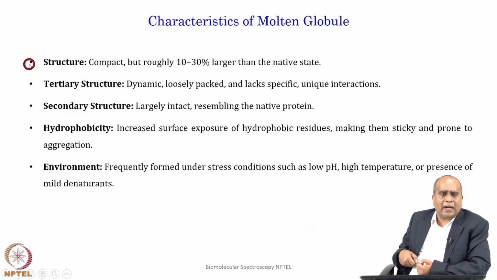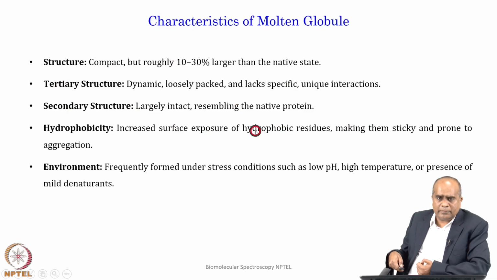The important part is that the structure is compact, roughly 20 to 30% larger than the native state. Tertiary structure: it has a loosely defined, dynamic tertiary structure. It lacks the specific unique interactions that are present in the tertiary structure. Secondary structure is largely intact and resembles the native protein.